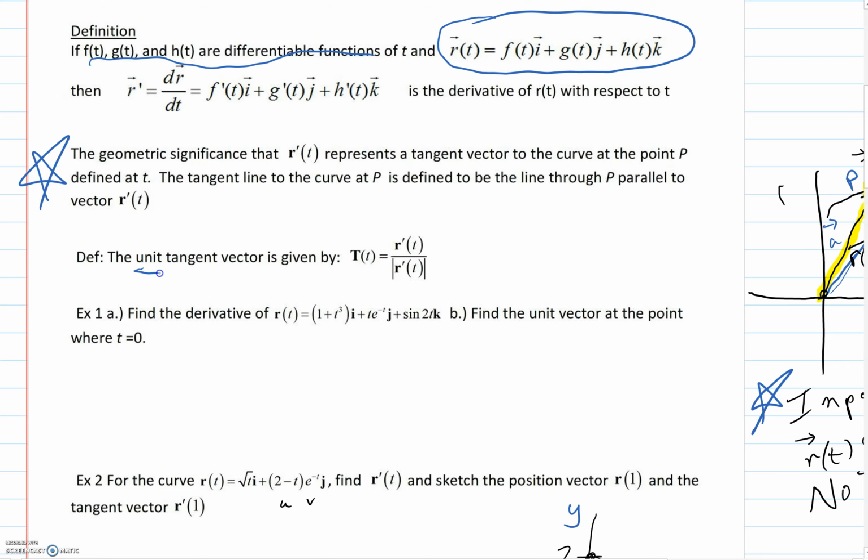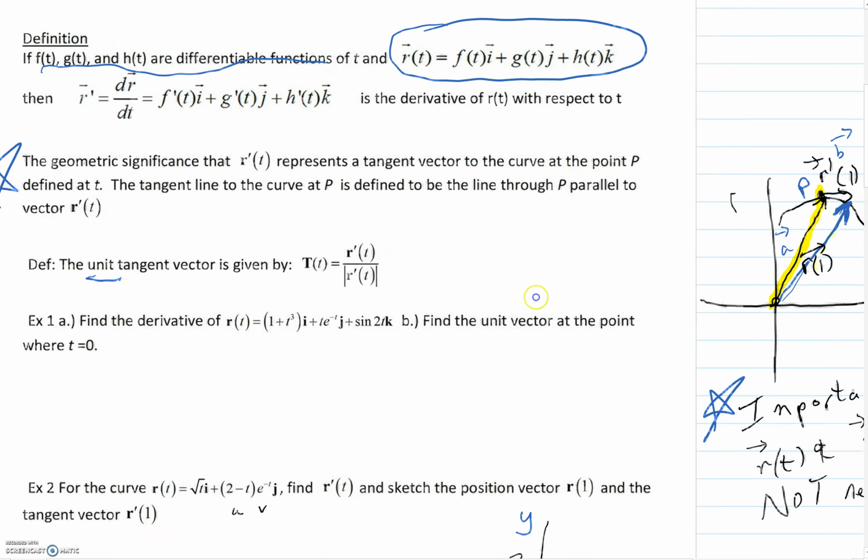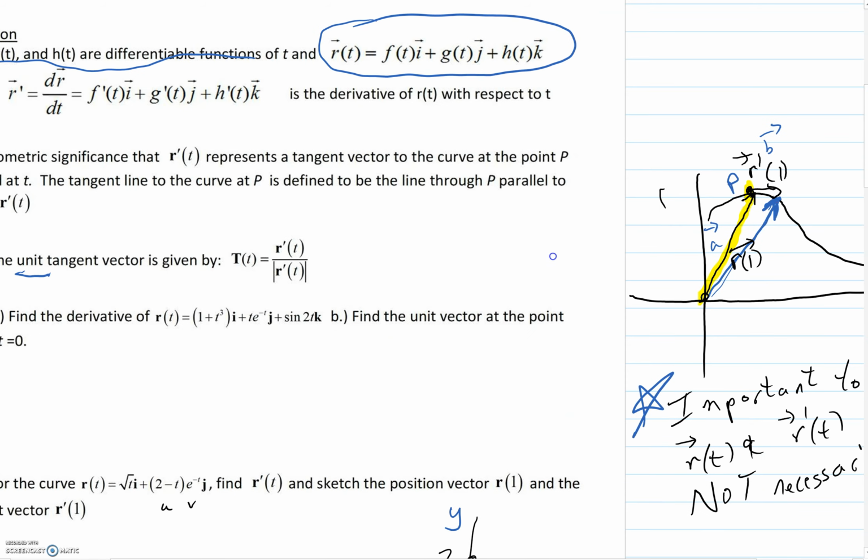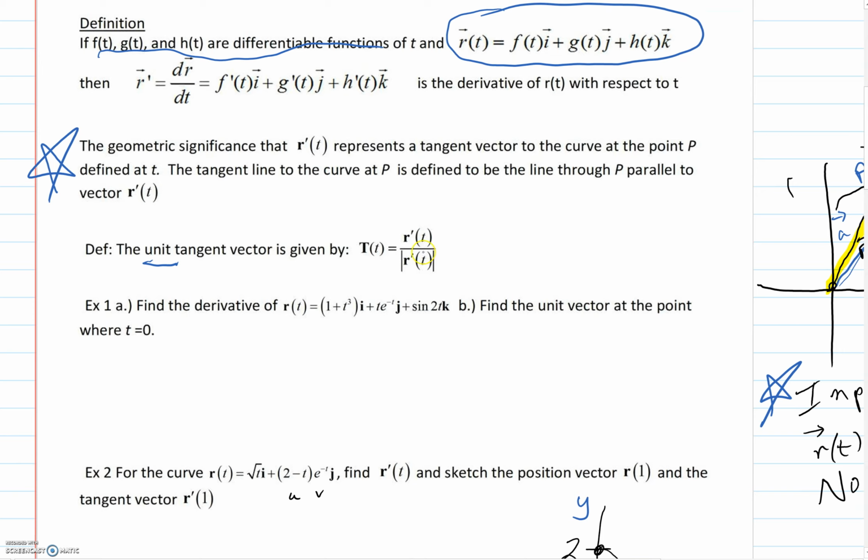The unit tangent vector. Well, a tangent vector, r prime, doesn't have to have a length of 1. It could have all different types of lengths. But if we'd like for it to have a length of 1, we'll divide by the length of that vector itself. Remember, that's what we did so much in chapter 12. So here's example 1a. We'd like to take the derivative and then find a unit vector where t equals 0.